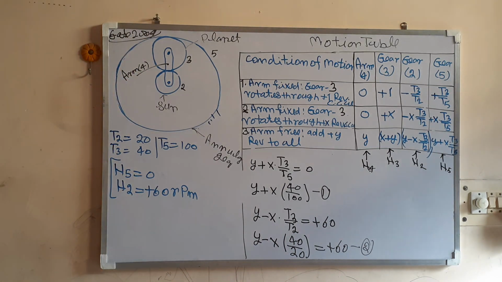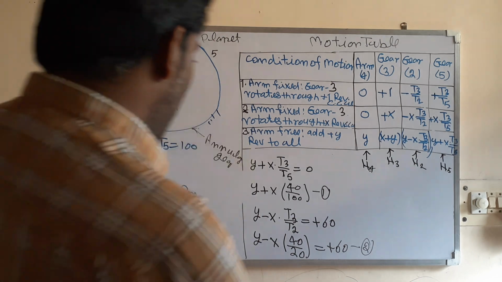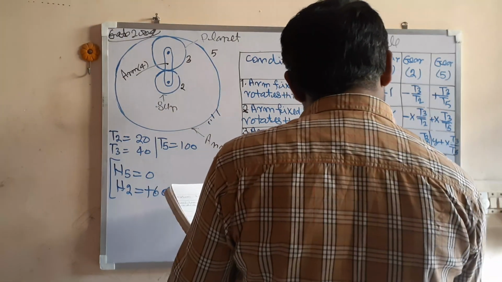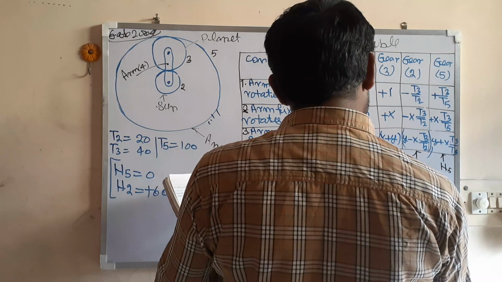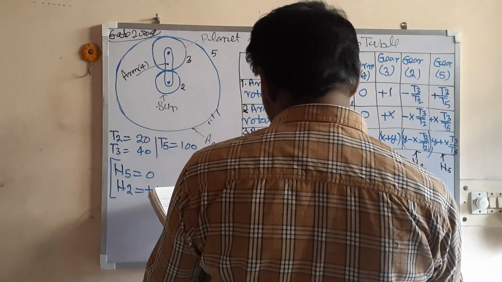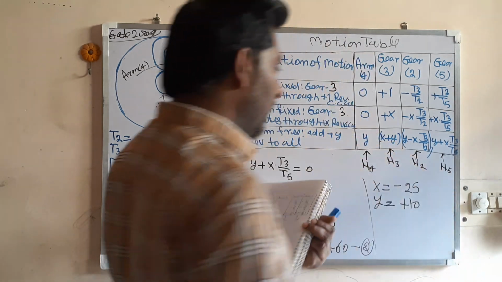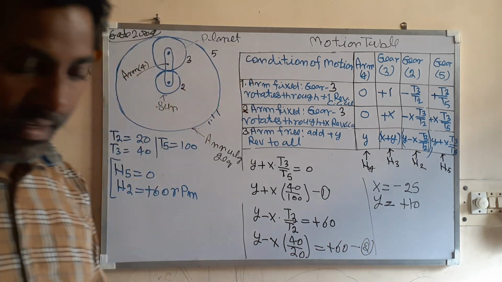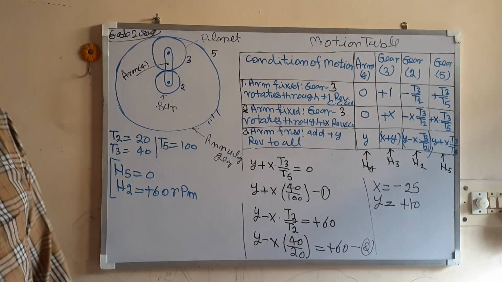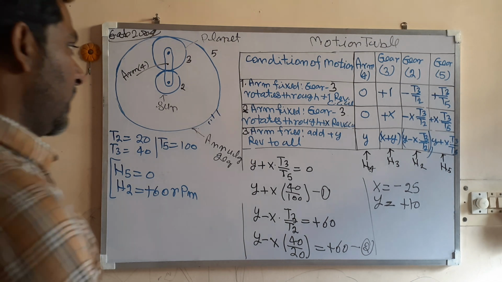Solving equations 1 and 2, I am getting x is equal to minus 25 and y is equal to plus 10. Now let us see what is being asked. He is asking what is the speed of R.